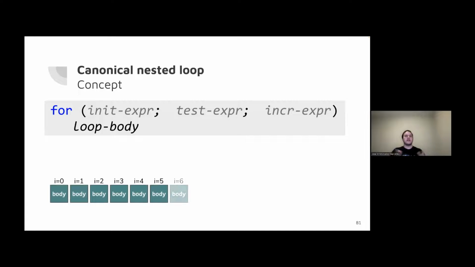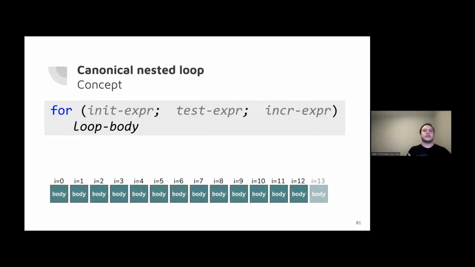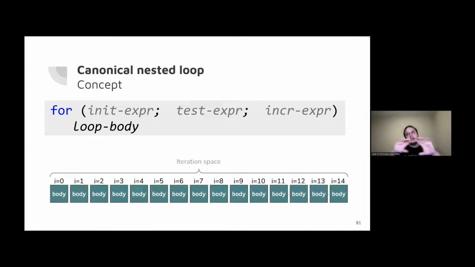Right, so in this case, we have, for example, for i from 0 to 14, and we are saying i++ at the end. We are just saying the body of the loop is going to be executed 14 times. Each of those iterations is going to have a number that is associated to it, i0, i1, i2, i3, i4, and so on and so forth. So this is what we call the iteration space. It's just all the different iteration values that I have in my iteration space.